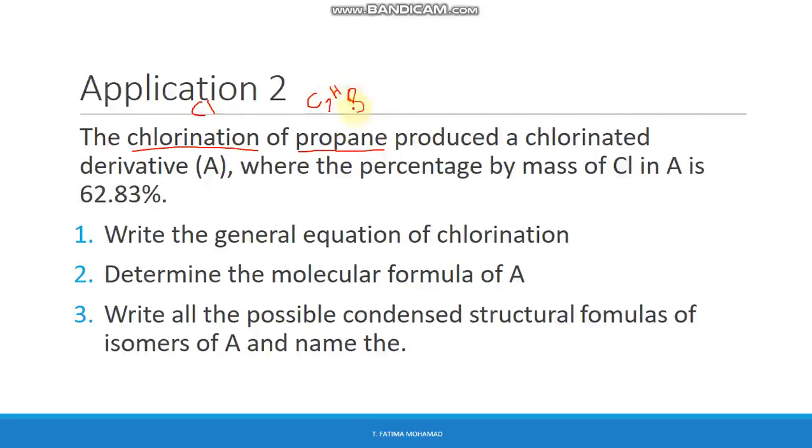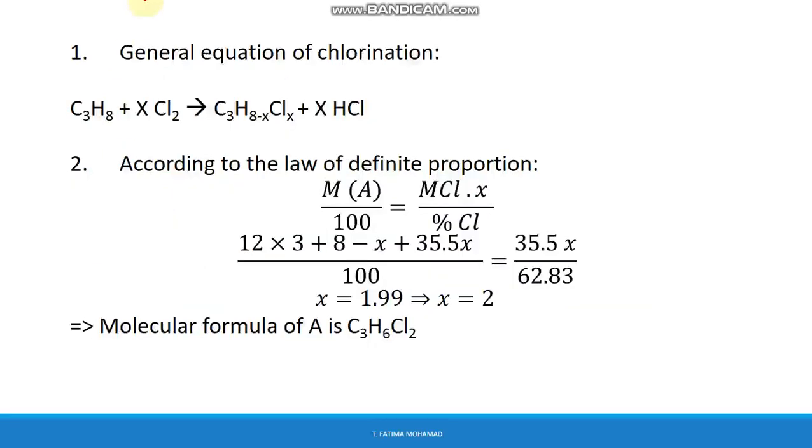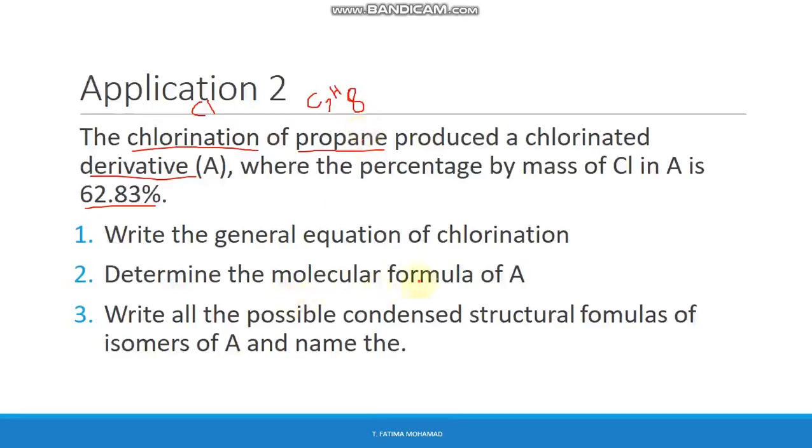C3H8, and the chlorination will produce a derivative A where the percentage by mass of Cl in A is 62.83. We're going to write the general equation of chlorination. Here we have C3H8 plus XCl2 will give C3H8-XClX plus HCl. Why did we write X? Because we don't know, it's the general equation. We don't know if it is monochlorinated, dichlorinated, tri or tetra.